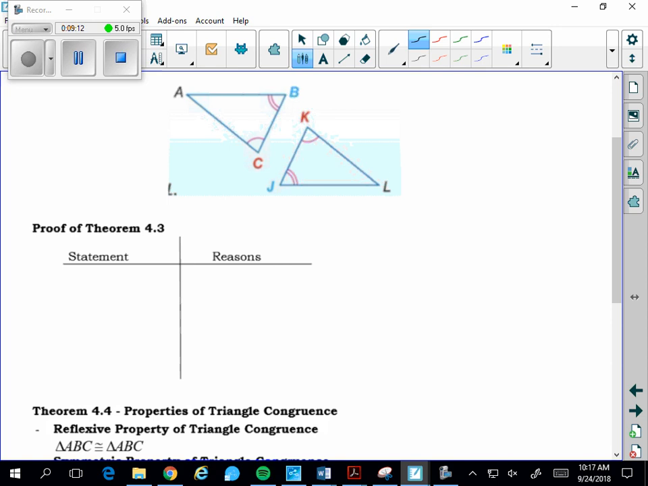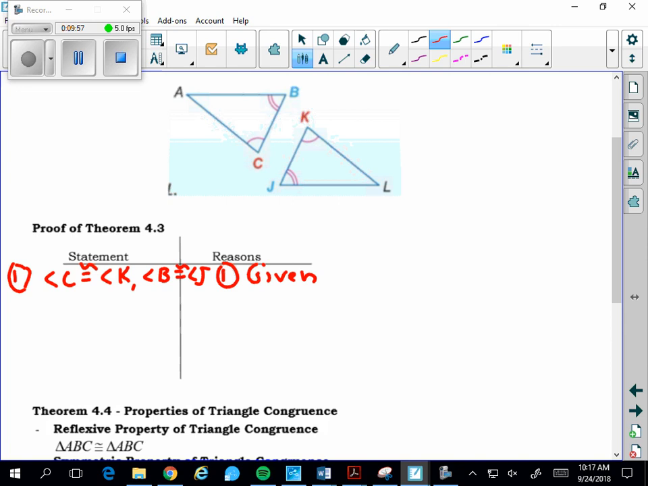Remember, typically you're going to be given your statements, and you just have to come up with the reason. But the first thing I'm going to say is that angle A, actually I won't say angle A, because that's what we're trying to prove. Angle C is congruent to angle K, and angle B is congruent to angle J. And the reason we know that is because it's given to us.